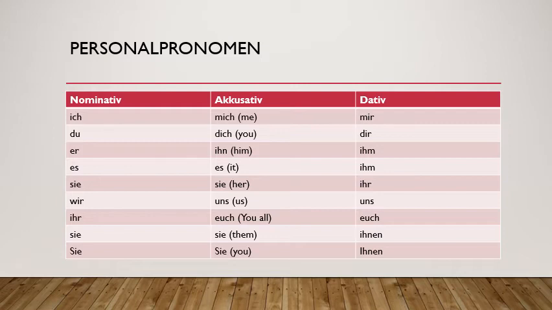Mir is to or for me. Dir is to or for you. Ihm is to or for him. Ihr is to or for her. Uns is to or for us.